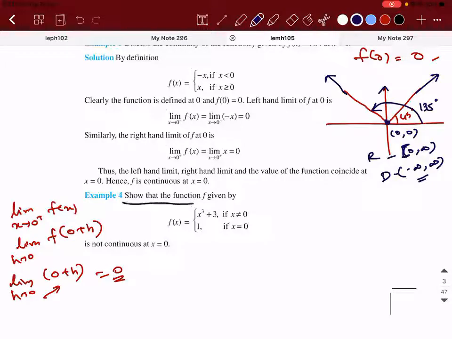Okay. So show that the function f given by f of x is equal to x cube plus 3 for all values of x not equal to 0, and 1 for x is equal to 0, is not continuous at x is equal to 0. What will you do? So check the limit at x equal to 0. What is the limit at x is equal to 0? Limit x tends to 0, x cube plus 3, that is going to be 3. Then what is f of 0? 1. So according to the definition, the limit x tends to c of f of x is not equal to f of c. Hence it is not continuous.